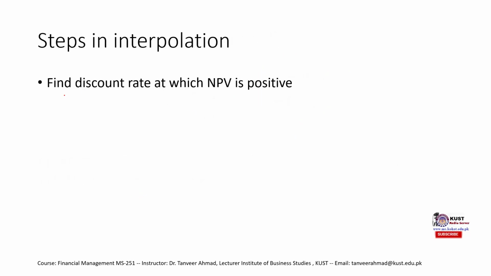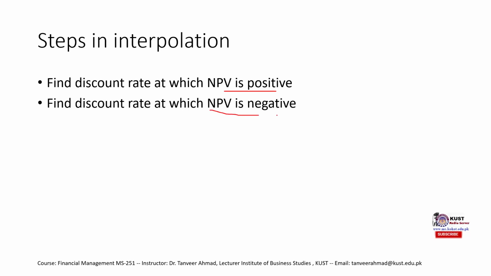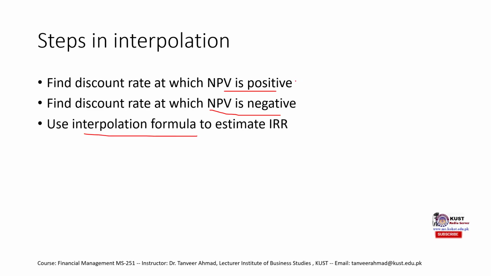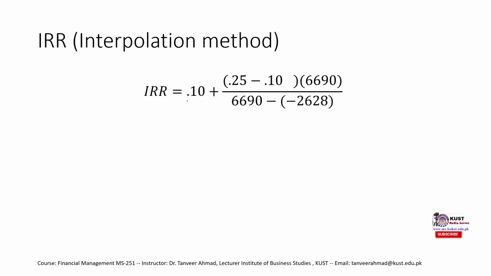Let's see the steps. First, we find the discount rate at which NPV is positive. Remember, we used 10%, NPV was positive. Then we used 20%, NPV was positive. So we can take 10 or 20%. They both are fine because in both cases NPV was positive. Then we need to find the discount rate at which NPV was negative. So we used 25% at which NPV was negative. And then we use the interpolation formula. Now one thing, should we take 10% as IL or should we take 20%?